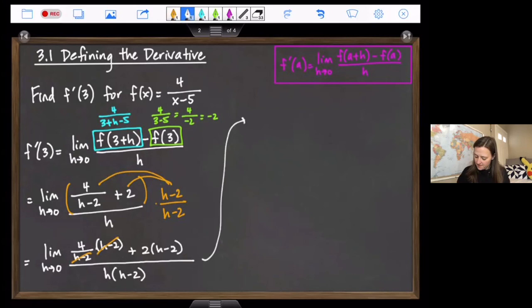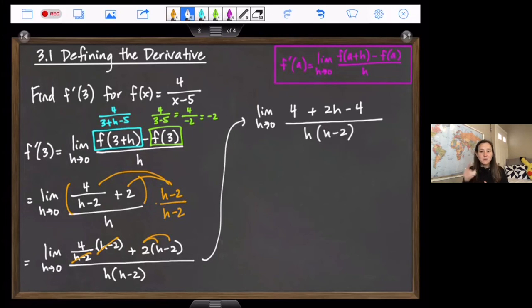All right, and then let's see what we've got left. So we've got the limit as h goes to 0. We've got a 4, that's all that's left of that first fraction that was there. And then I'm going to distribute this 2 to the h and the negative 2. So I get plus 2h minus 4, over h times h minus 2. And again, I never distributed that h in the denominator because I'm hoping I'm going to get to cancel it out to get rid of that 0 over 0 that we know is going to be there. And here's where we get to do it.